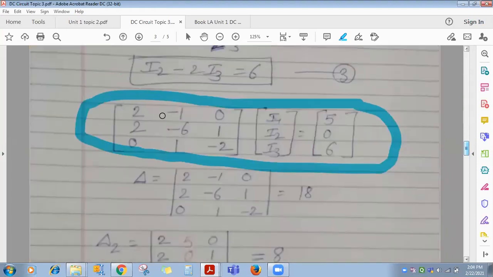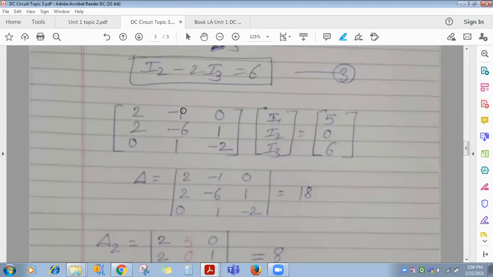Okay, so you have two ways. Directly you enter this matrix. This is called matrix A, and matrix A into I is equal to B, like this I'll call. So first one is matrix A, second one is matrix B. Using a calculator you will directly get the values of I1, I2, I3, or another option is to use Cramer's rule.